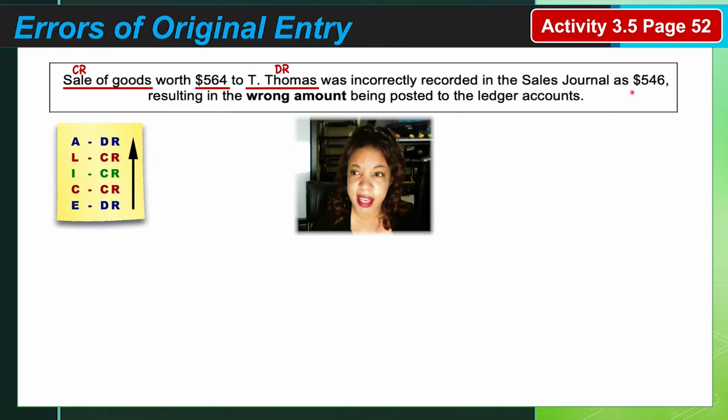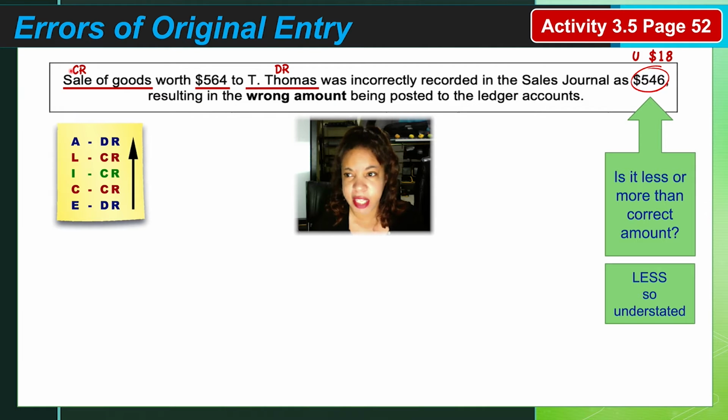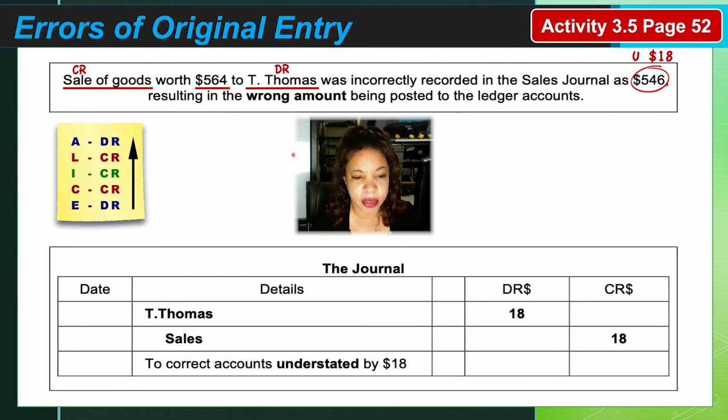Instead, I entered it as 546, which means 546, I compare it, it is less than, which means I will still go and credit my sales account with the difference, because how much less was it? It was understated by $18. So I will go and I will credit my sales account and debit T. Thomas. So T. Thomas, debit $18, sales, credit $18. And you're just going to do that for each transaction.